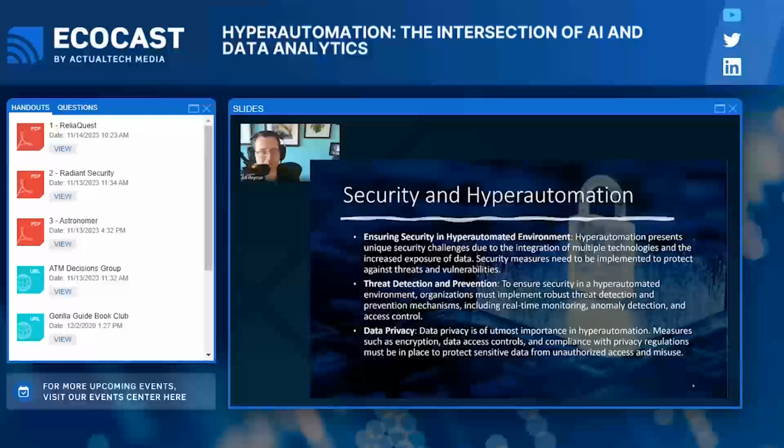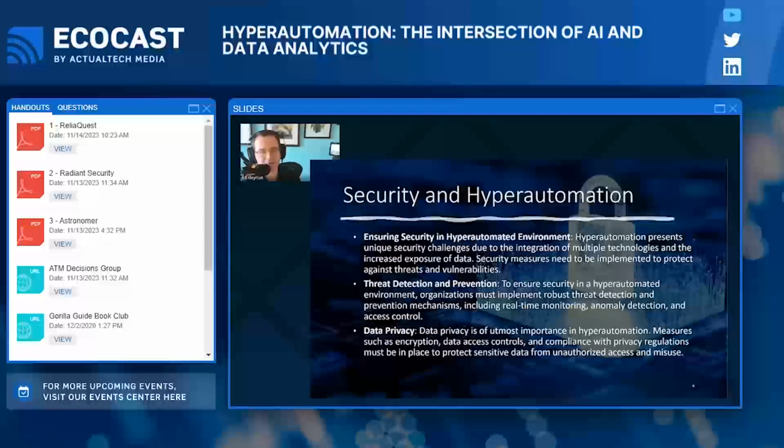So I have to mention this, and everybody listening, this is your chance to get off your Amazon shopping list and pay attention. Security is a really critical consideration in this entire chat that we're having here around hyperautomation, because what we're talking about presents a little bit of a unique security challenge due to the integration of multiple technologies and the increased exposure of data.